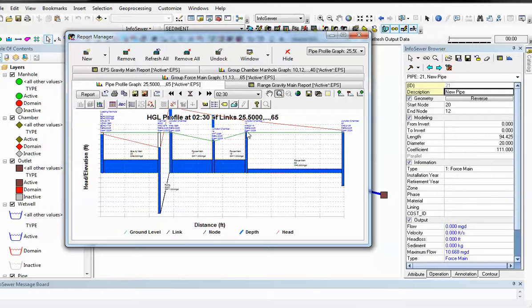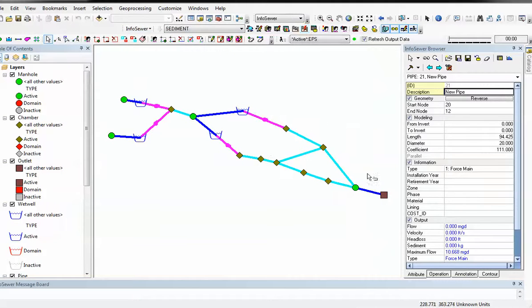So this is a little bit about the advanced force main solution. It allows you to have more complicated force main additions or force main connections than you can have using the EPS.